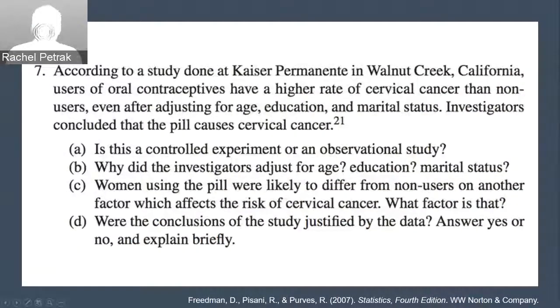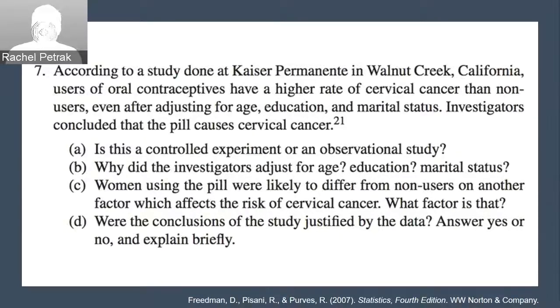So first, let's look at number 7. According to a study done at Kaiser Permanente in Walnut Creek, California, which is a big insurance company, users of oral contraceptives have a higher rate of cervical cancer than non-users, even after adjusting for age, education, and marital status. Investigators concluded that the pill causes cervical cancer.